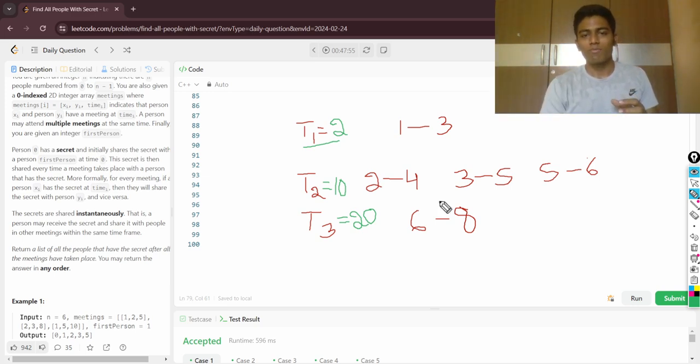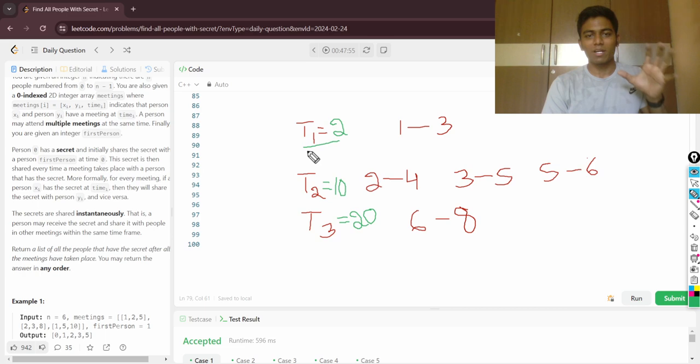So now when we hold the meeting at time t2 equal to 10, if this is given at the last, then we are losing the information. So we are going to sort the meetings based upon the meeting time, which is ti, and after sorting we'll get all the meetings like this.